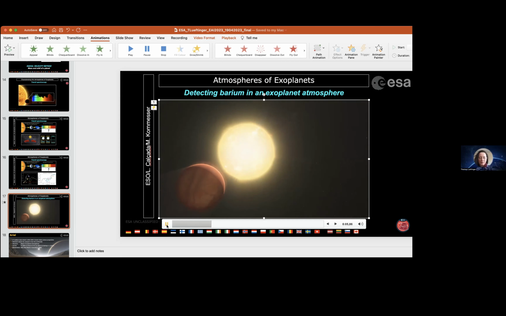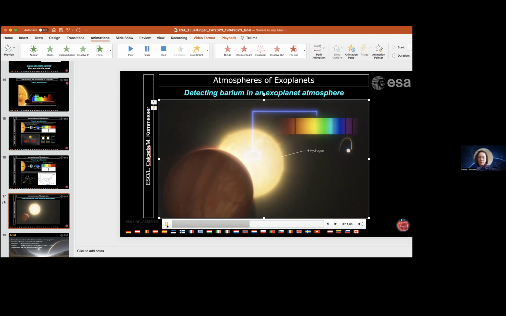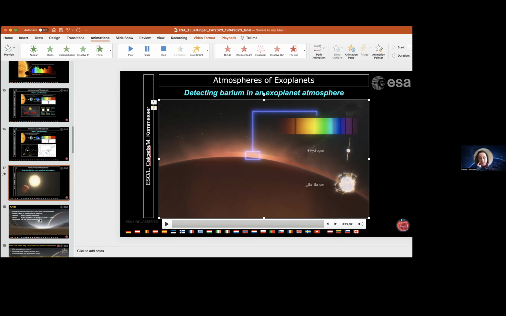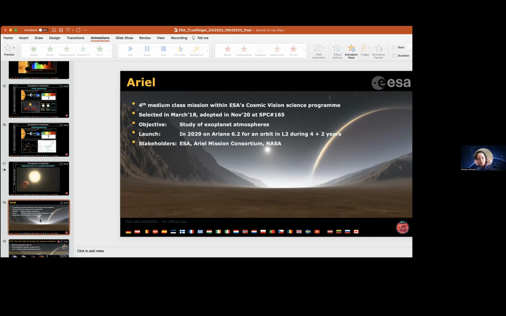You have the planet crossing into the line of sight, crossing in front of the star. Stellar light is shining through. And if you have the according instrumentation in space or on ground, you can detect the spectrum of the planet, where in this case unexpectedly high amounts of barium have been detected. That was an ESO press release some time ago. So for the Ariel mission, we are doing exactly these things. We are measuring the transit of the planet in front of the star, and also getting the spectra of the planetary atmospheres.